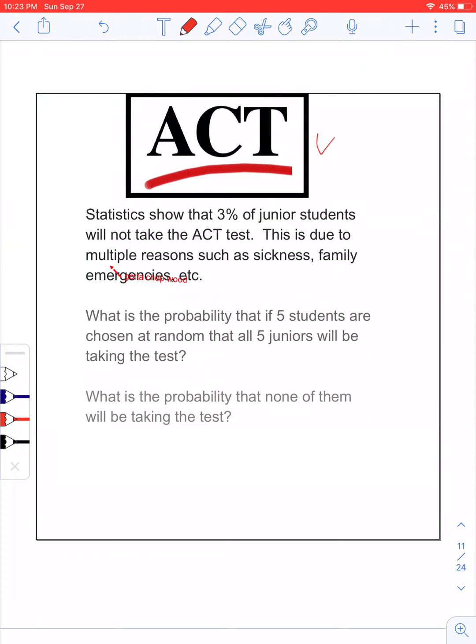ACT. This is a thing that most juniors take during their junior year. And about 3% end up not taking it.